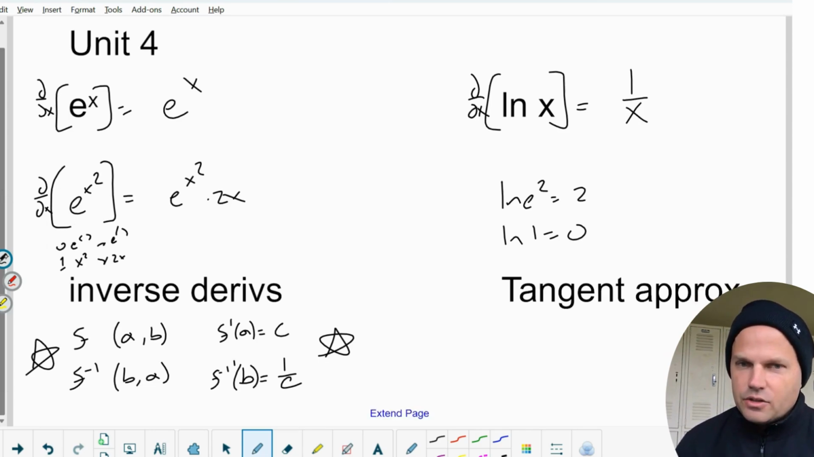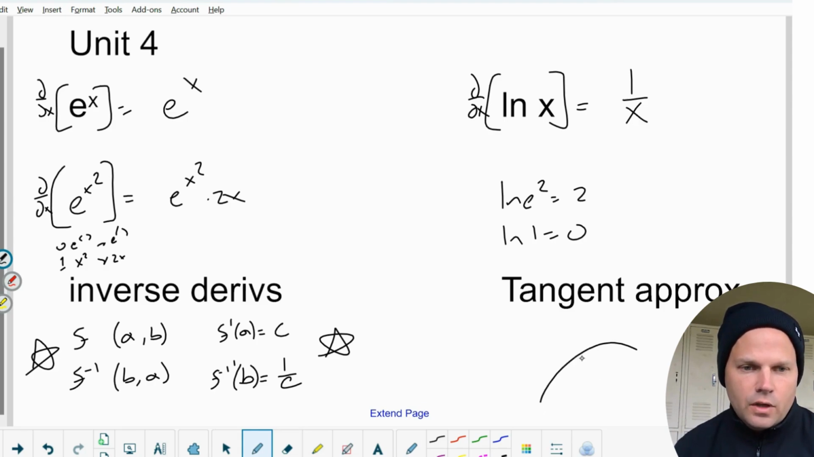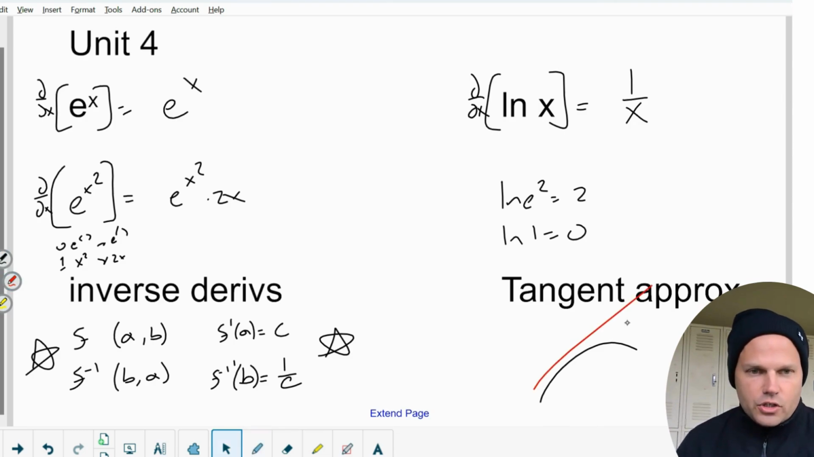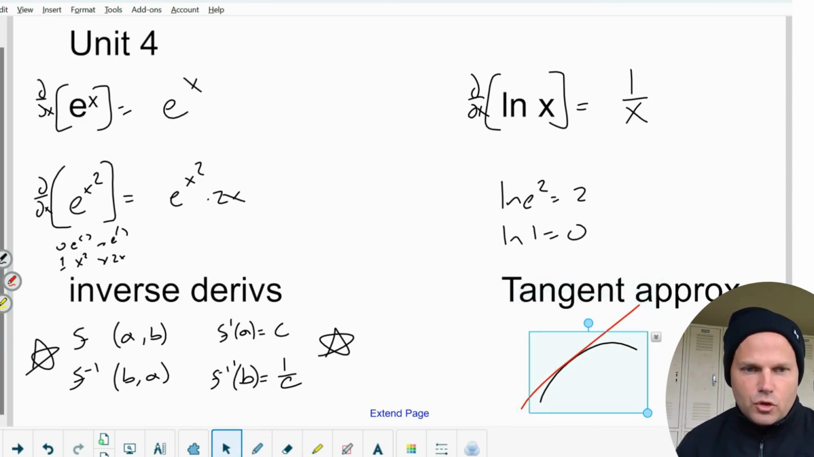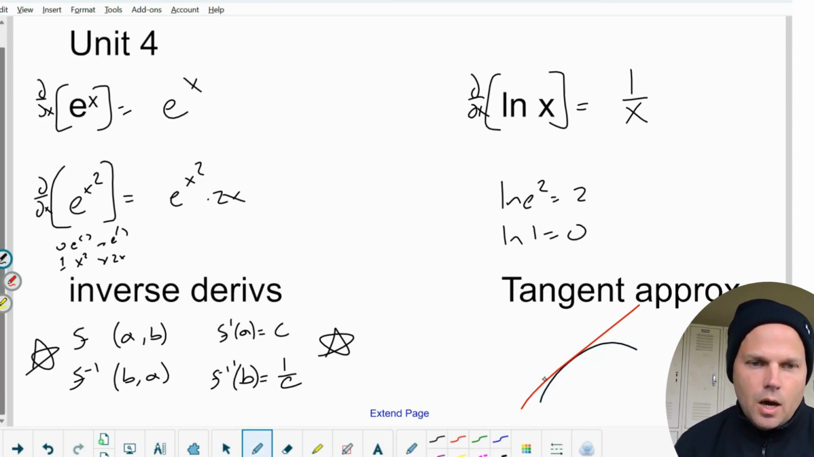And then we talked about tangent approximations: what else can we do with a tangent line besides look at it? Well, if you have a curve and you zoom in on the curve, curves look straight. So understanding that if you zoom in on curves, they look like lines, we can approximate y coordinates on curves by using a y coordinate on a line.